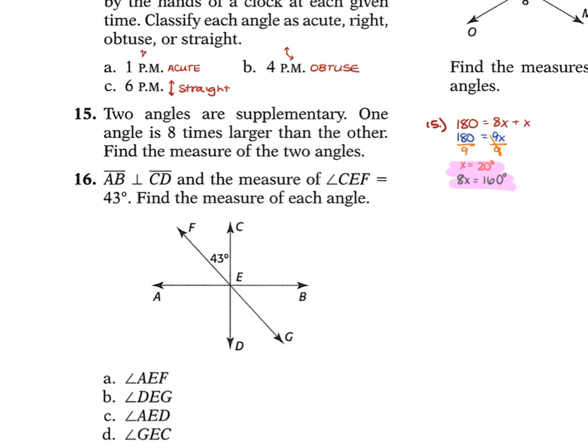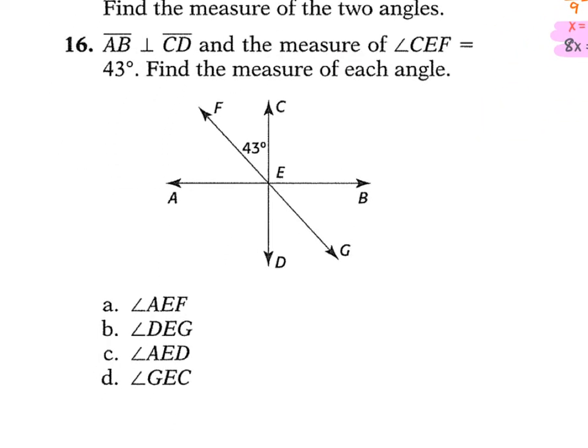For 16, it says line AB is parallel to line CD, and the measure of the angle CEF is equal to 43 degrees. Find the measure of each angle. So for A, we are finding the measure of the angle AEF. So AEF is this. We're going to do 90 degrees minus 43 degrees, which gives us 47 degrees.